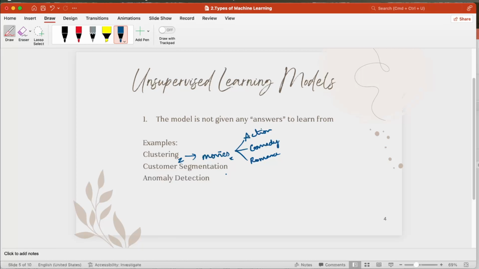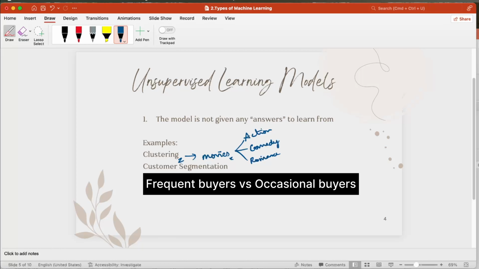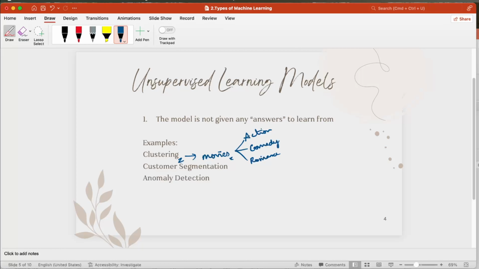The other one is customer segmentation. Usually in marketing, the businesses use unsupervised learning to group customers into different segments based on their behavior, like frequent buyers versus occasional buyers. Now, how does this help the business? It will help it to target specific customer groups more effectively.